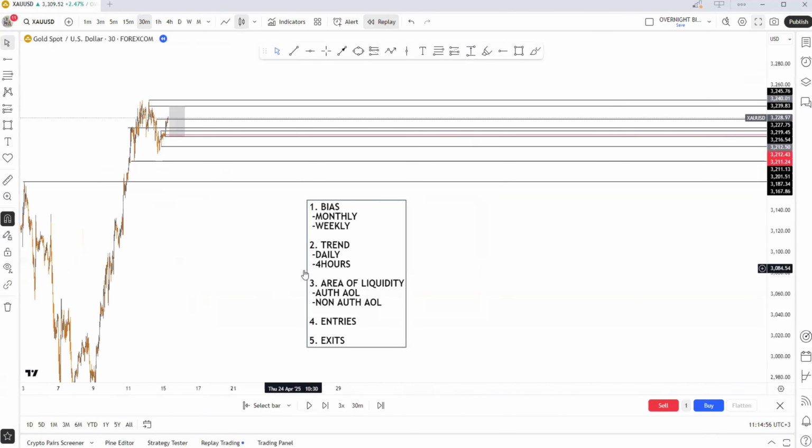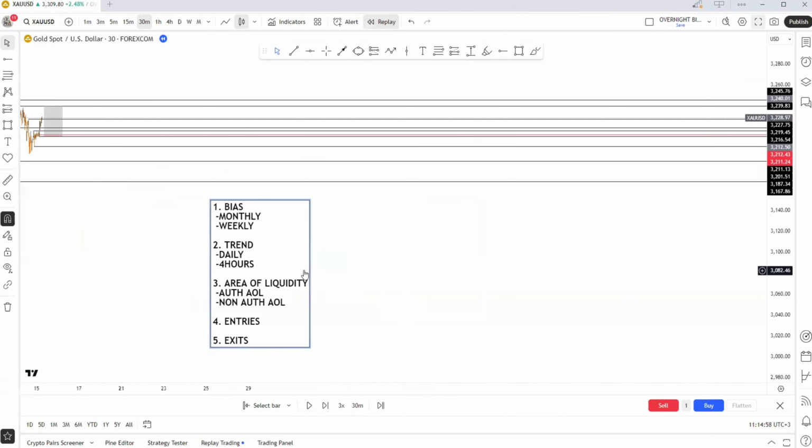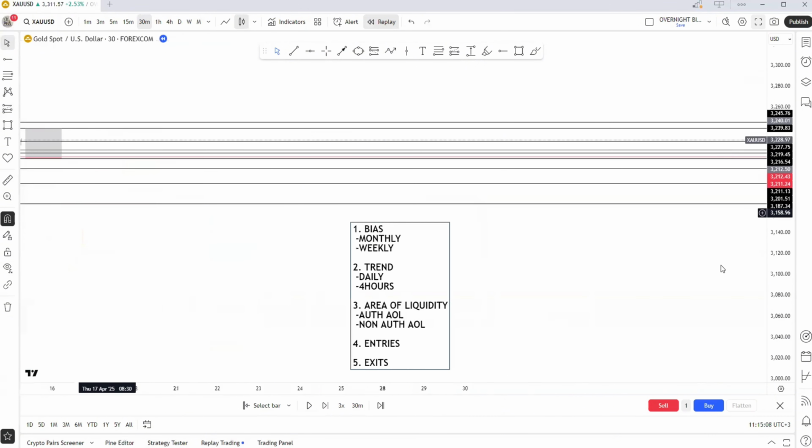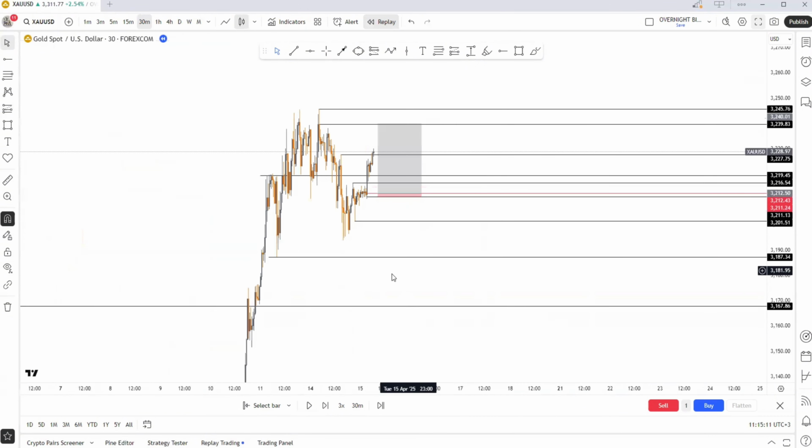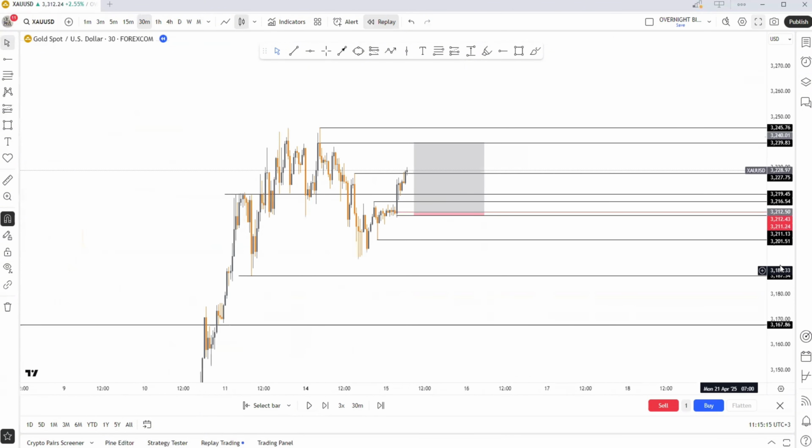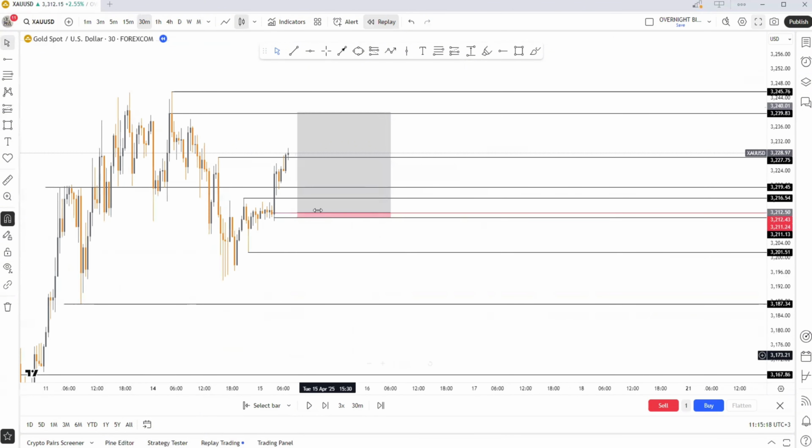So let me proceed with the entry. Let me just clear some lines. Of course, everything is understandable here. So this is our entry, and this is our exit. And if the price closes above this structure here, you can still hold. If it doesn't, then there's no need to hold.